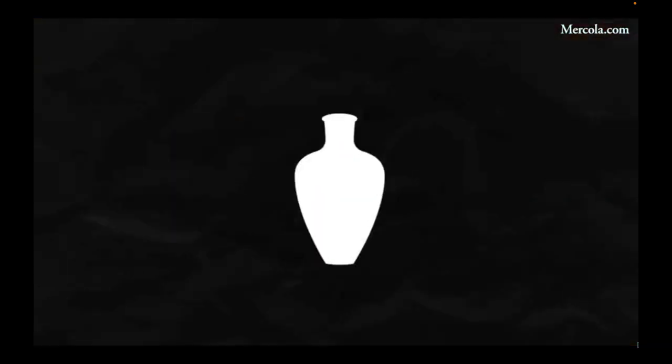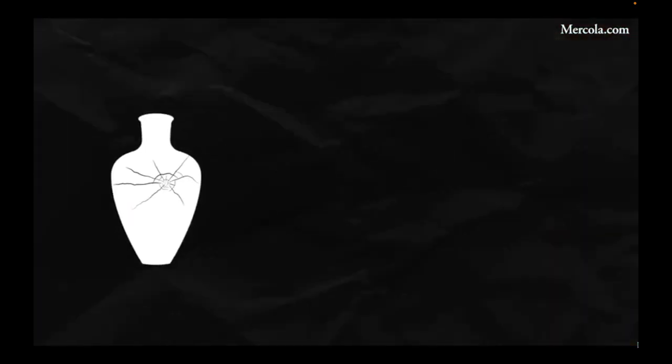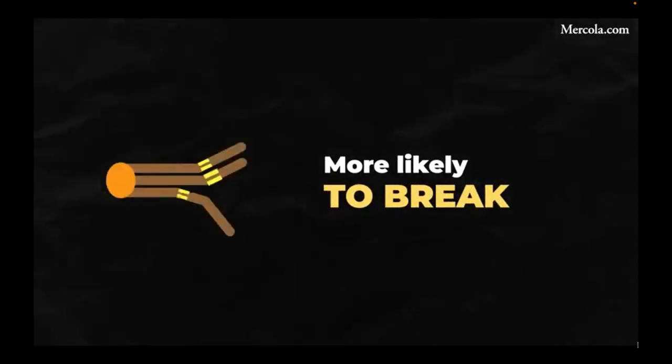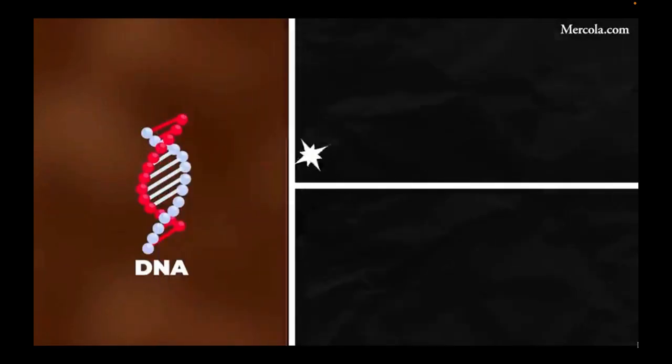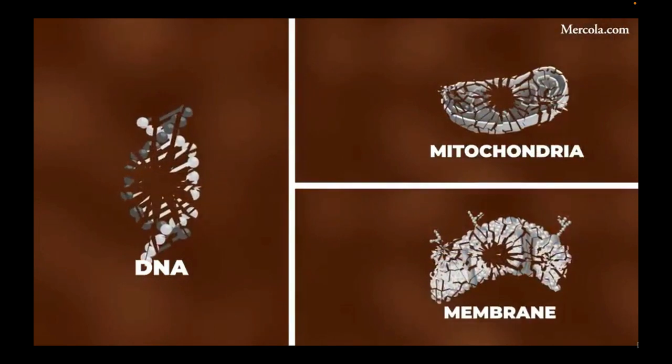And you can do this by imagining a fragile glass vase that has many small cracks. Just like how the cracks in the vase can make it more likely to break, the double bonds in the seed oil fats make them more susceptible to damage from free radicals.